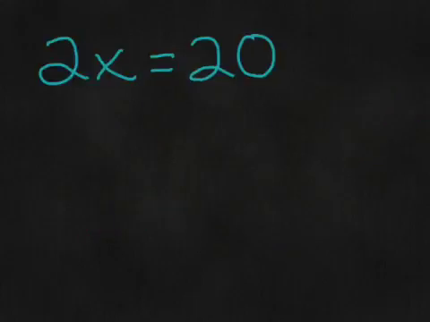Example 2 is 2x equals 20. Again, I'm going to identify my variable. My variable is x. What's with it on that same side of the equation? Times 2. How do I undo times 2 using an inverse operation? Well, I divide by 2. What I do to one side of the equation, I must do to the other.